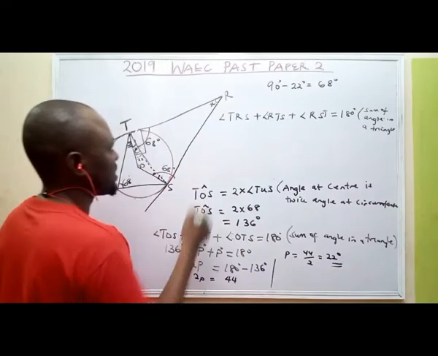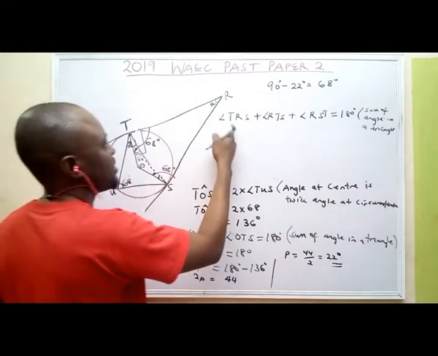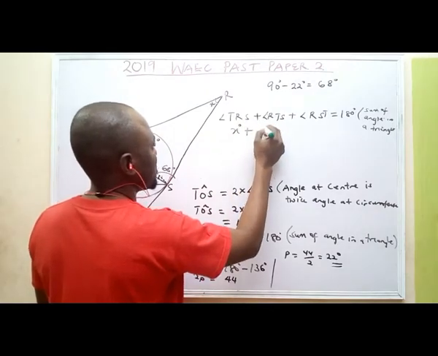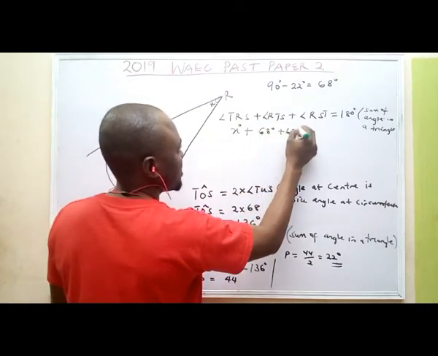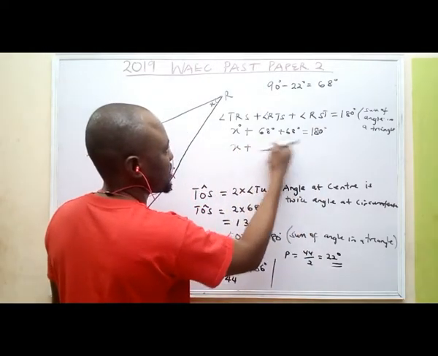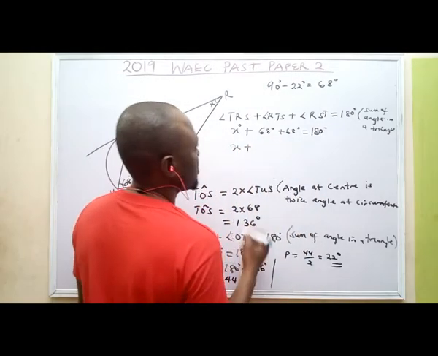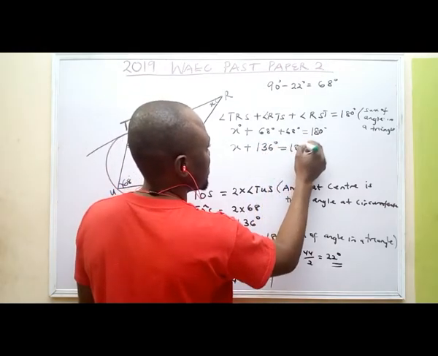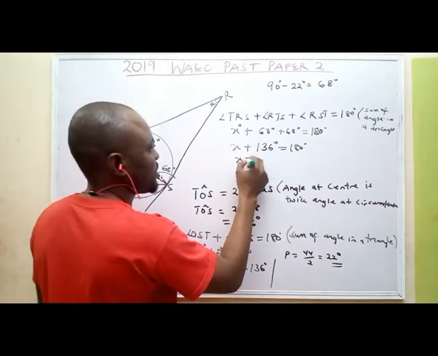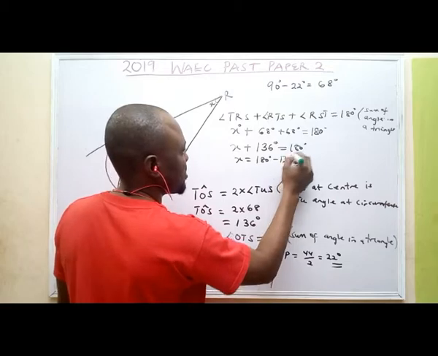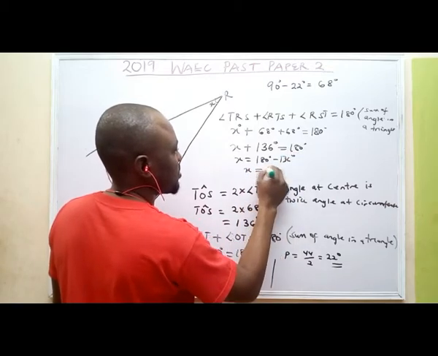Now if I do that, TRS is X degrees plus this is 68 degrees plus 68 degrees equals 180 degrees. So X plus this will give me 136 degrees equals 180 degrees. So X will be 180 degrees minus 136 degrees, so X will give me 44 degrees.